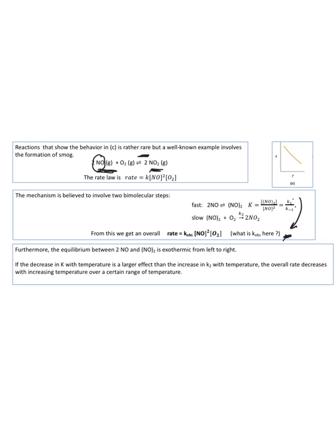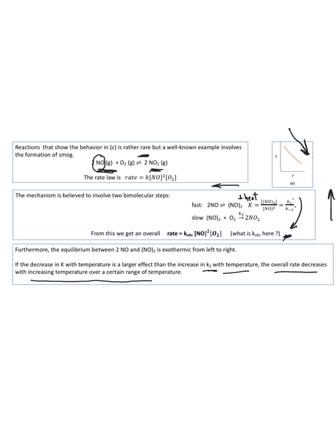Furthermore, this is interesting. The equilibrium of the first step is exothermic. So remember that exothermic reactions treat heat as a chemical product. So while this first step is in equilibrium, if I raise the temperature, using Le Chatelier's principle, that's going to force the reaction backwards. And so if the decrease in equilibrium constant with temperature is a larger effect than the increase in K2 with temperature, then the overall rate will decrease with increasing temperature over a certain range. So basically we see that that's happening here.